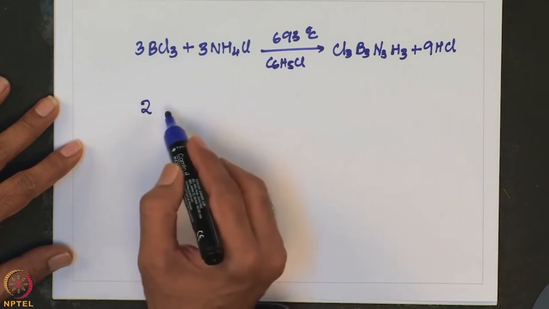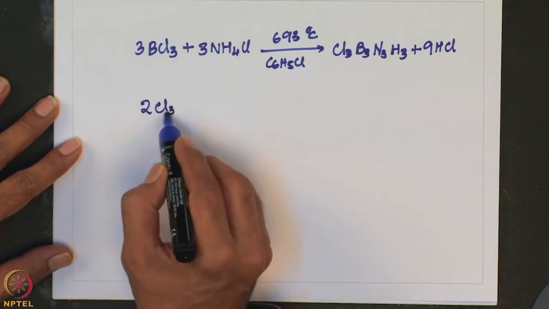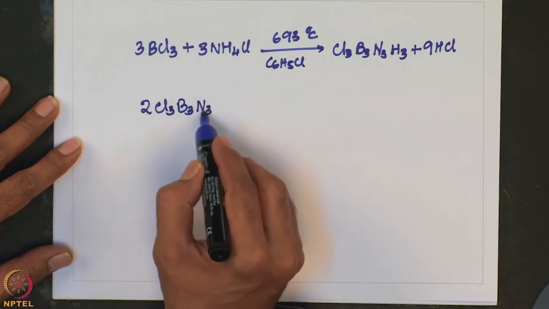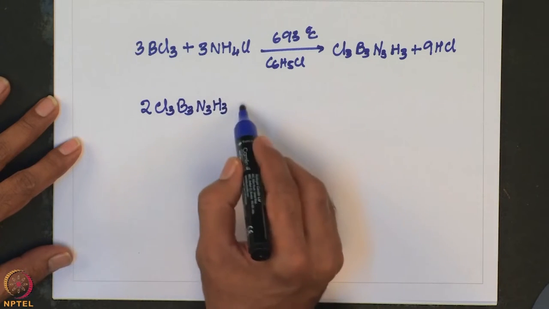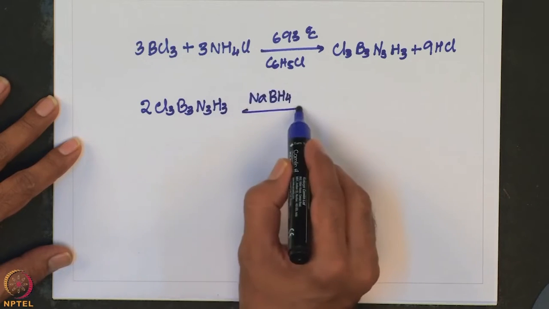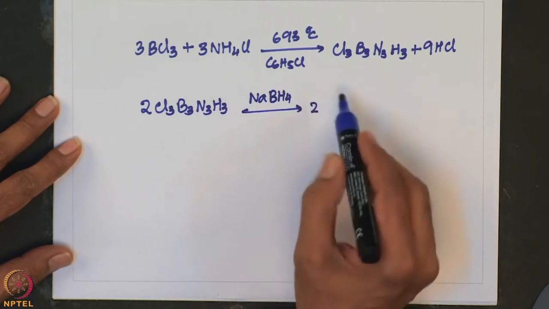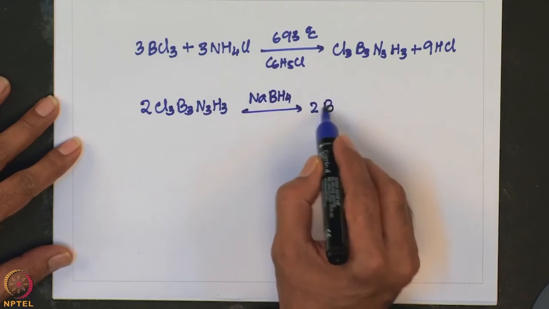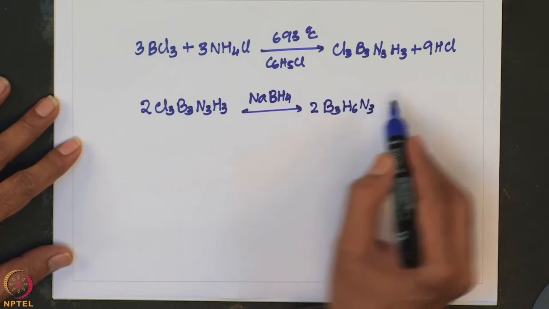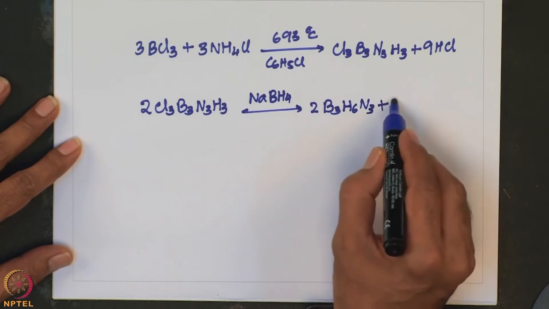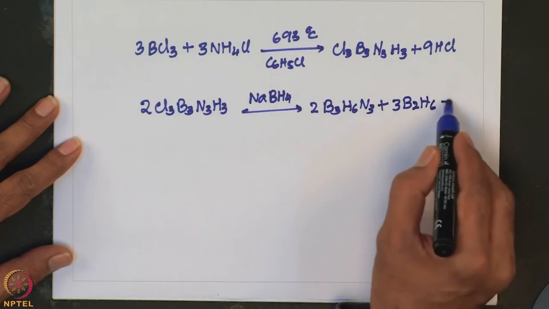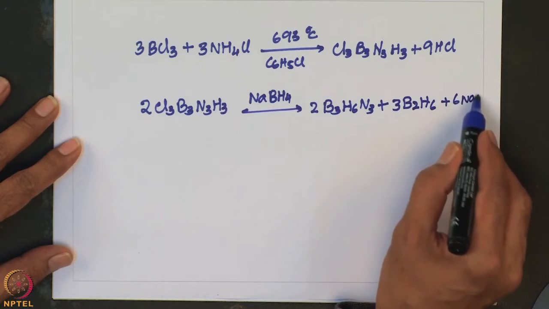If you take this chloroboron nitrate and treat it with sodium borohydride, it gives back borazine, along with B2H6 and six equivalents of NaCl.